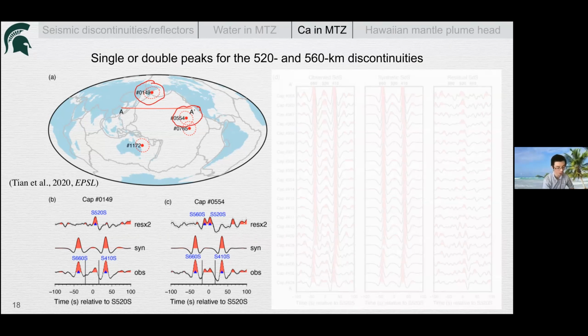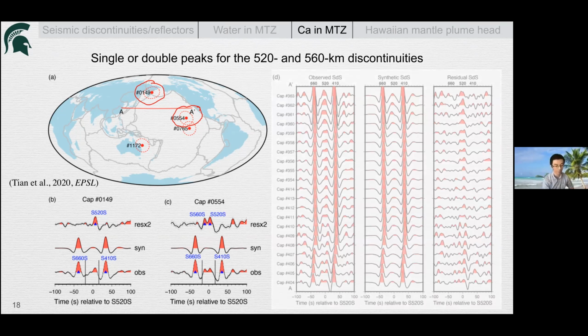I want to first draw your attention to the lower row here. These are our observations. You can clearly see the signal for 660 and 410, and you also notice some signal in between. So how do we isolate those signals? What we did is calculate the synthetic seismic waves by assuming there's nothing between 410 and 660. Therefore, the synthetic waveform should look like this. Then we can calculate the difference, which is the residual over here. On the left side, you see a single peak, indicating the 520 discontinuity. And on the right side, you see a double peak, and that is the 520 versus 560 discontinuities.